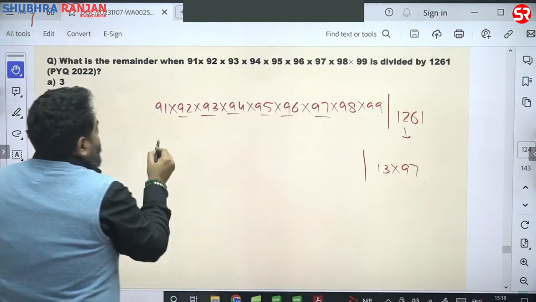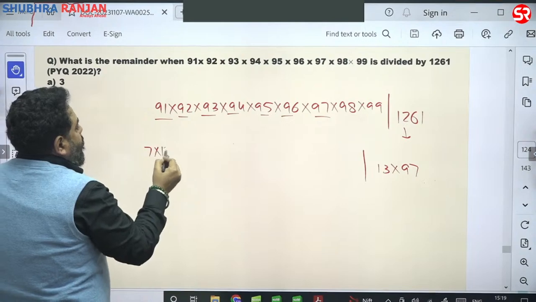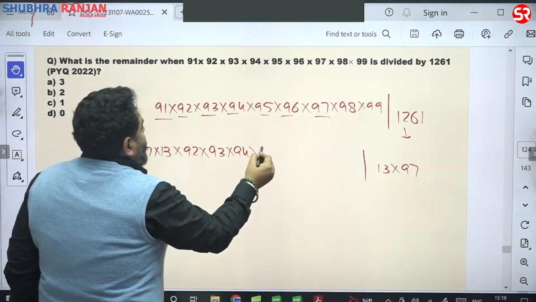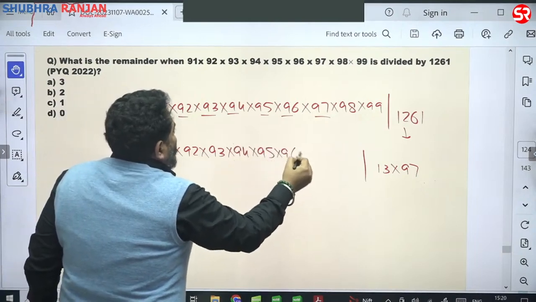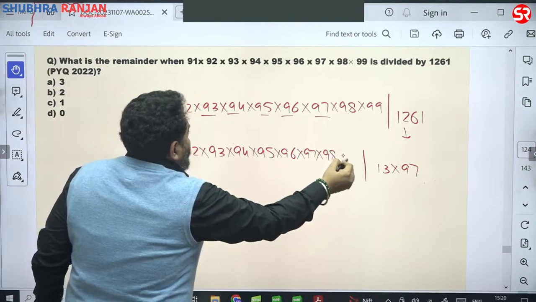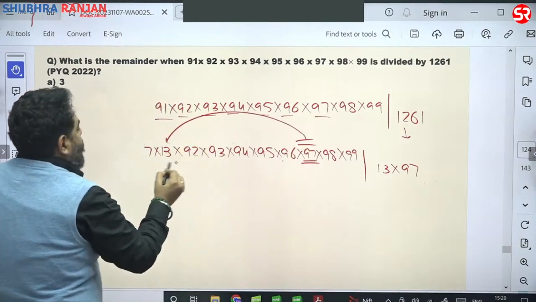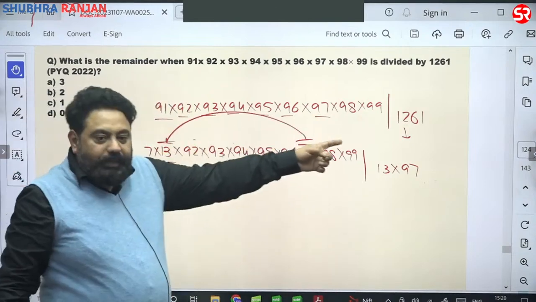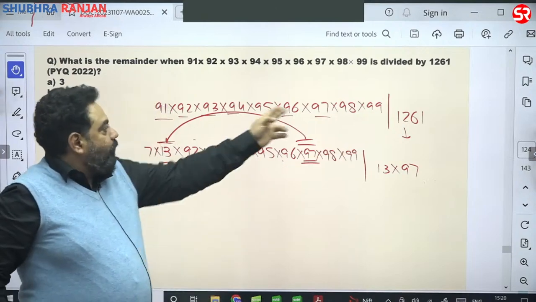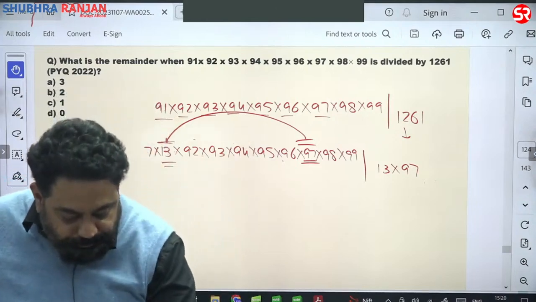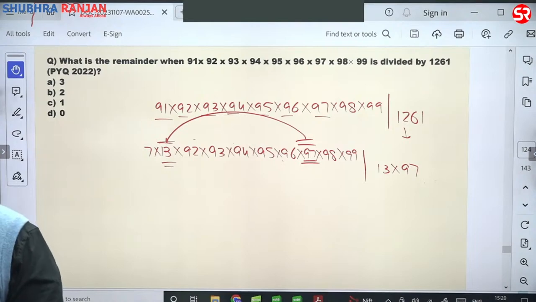And see the beauty. 91 is what? 7 into 13 into 92 into 93 into 94 into 95 into 96 into 97 into 98 into 99. And this 97 into 13 is a multiple of 1261. This number is a multiple of 1261. Remainder is 0. Remember the logic. There has to be a common multiple.